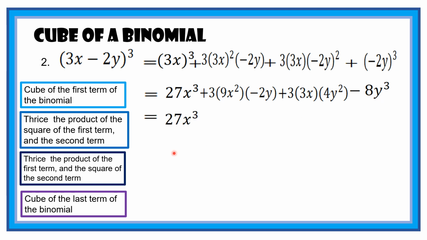So we now have 27x cubed. Then 3 times 9x squared times negative 2y is negative 54x squared y. Next, 3 times 3x times 4y squared is equal to 36xy squared. Then minus 8y cubed. So the final answer is 27x cubed minus 54x squared y plus 36xy squared minus 8y cubed.